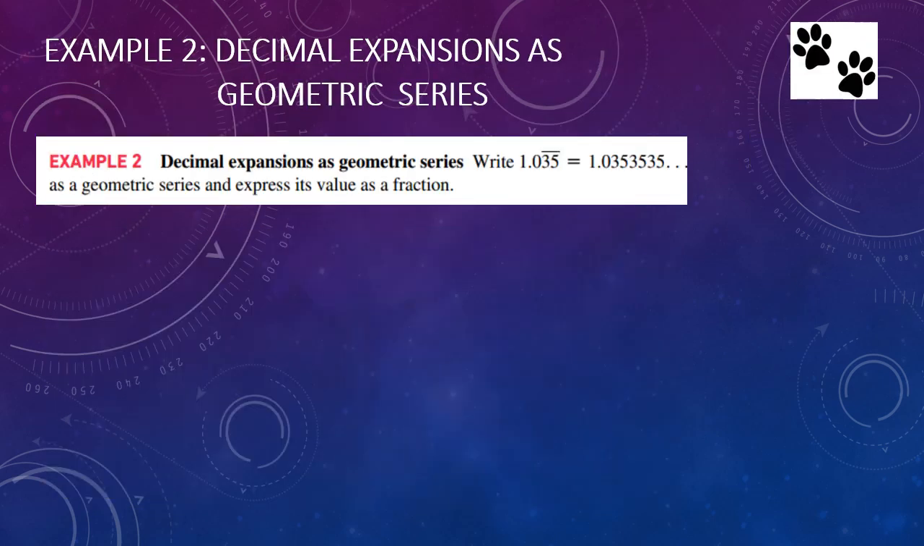So this is an interesting problem. I wasn't going to include it, but I think the solution to this problem is quite interesting and a clever way of doing it. And so I wanted you to see the solution in here, how it came about. You can hit pause and try this if you want, or you can just watch along. It's asking you to write this repeating decimal as a geometric series and express its value.